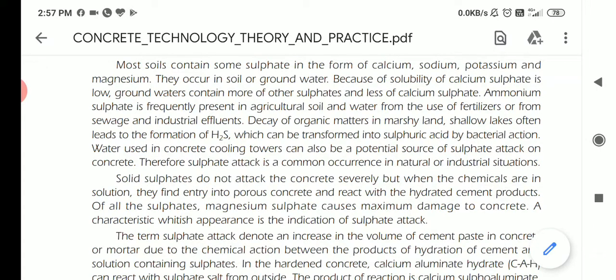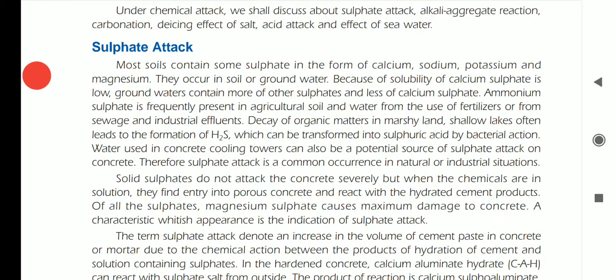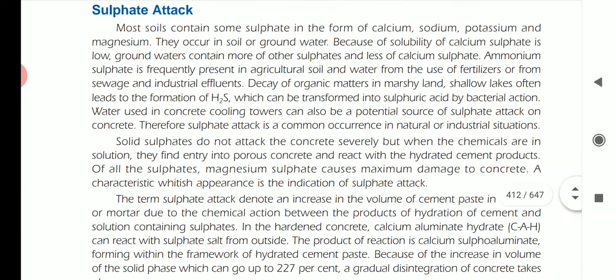Ammonium sulfate is frequently present in agricultural soil and water from the use of fertilizers or from the sewage or industrial effluents. Decay of organic matter in the marshy land, shallow lakes often leads to the formation of hydrogen sulfide gas, that is H2S, which can be transformed into sulfuric acid by bacterial action. The water used in concrete cooling towers can also be a potential source of sulfate attack on concrete. Therefore, the sulfate attack is a common occurrence in natural or industrial situations.